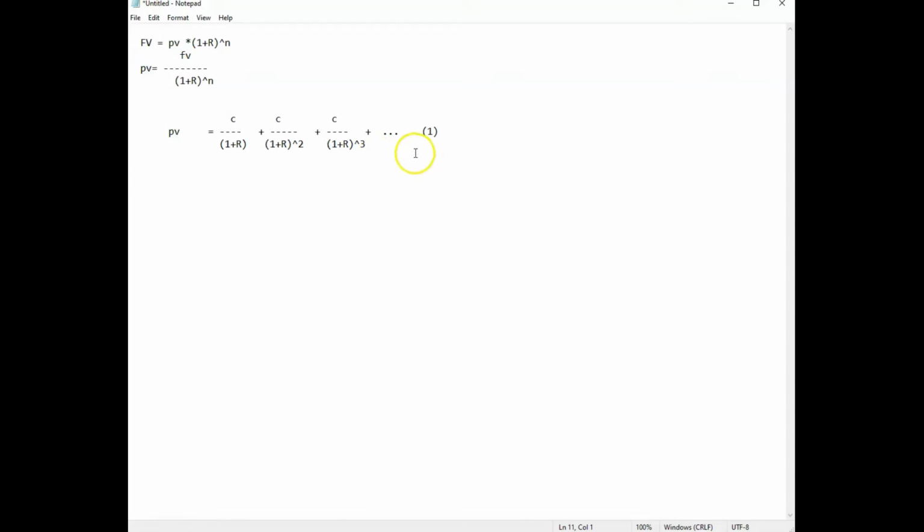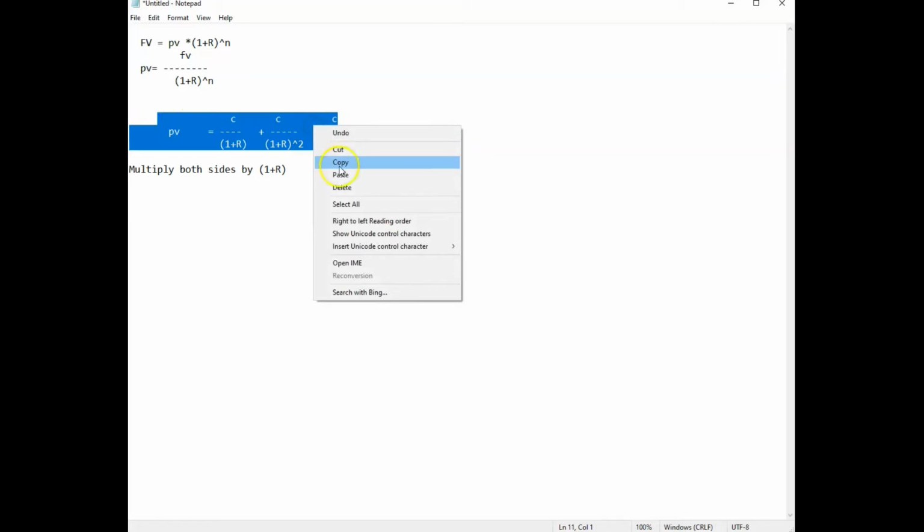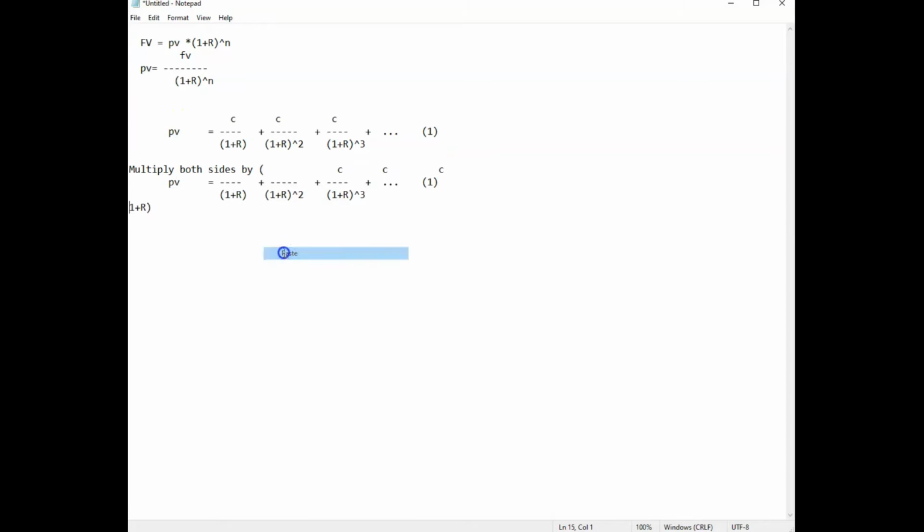So again, the next item will be the same cash flow discounted by the fourth period. Let's call this equation number 1. Now multiply both sides by 1 plus r. Because we only multiply by 1 plus r on both sides, the value of the equation will not change.